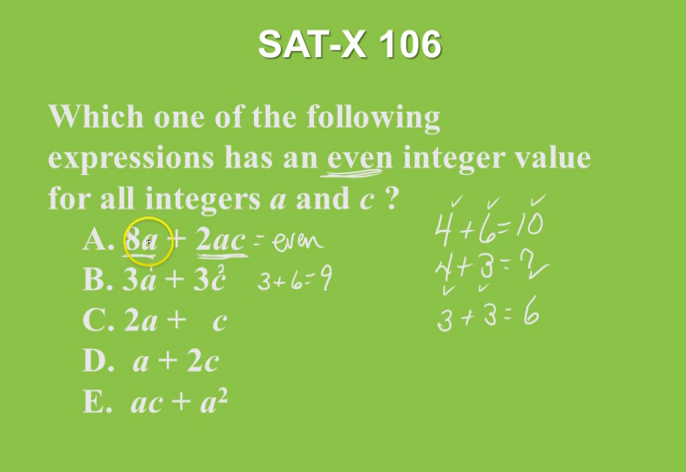So an even times an even is an even, plus an even has to be an even, and that's what we were looking for, choice A.